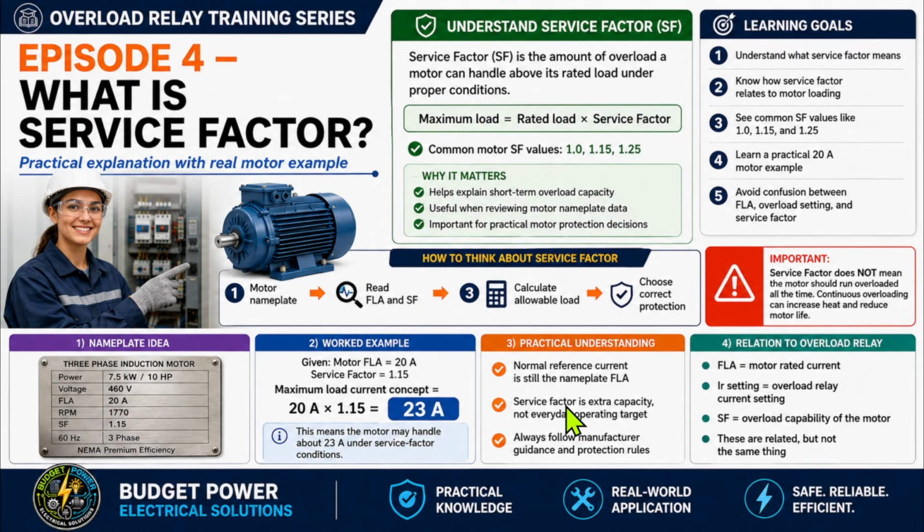Suppose our motor full load current is 20 amps, and the service factor is 1.15. If we multiply 20 times 1.15, we get 23 amps. But here's where I want you to be careful. Please don't look at that and say, okay, my motor is 20 amps, service factor is 1.15, so I'll automatically set every overload relay to 23 amps. That's not the correct way to approach every installation.